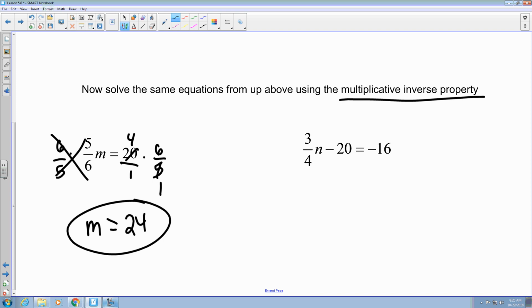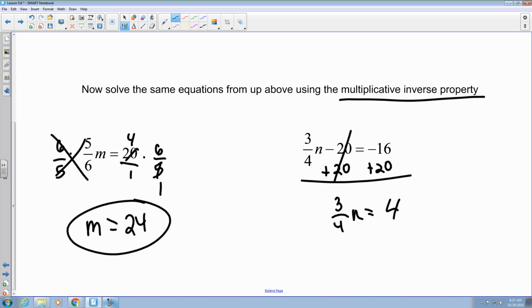If we look at the next example, 3/4 n minus 20 is equal to negative 16. We have to do the inverse operation of addition or subtraction. So in this case, I have to add 20 to both sides. That doesn't change, and I cancel that out. So now I have 3/4 n is equal to negative 16 plus 20, and that's 4.